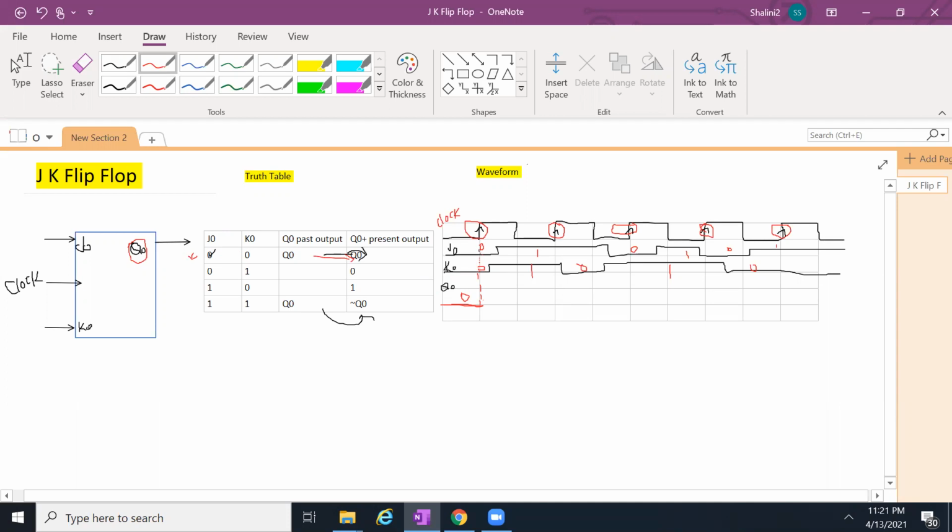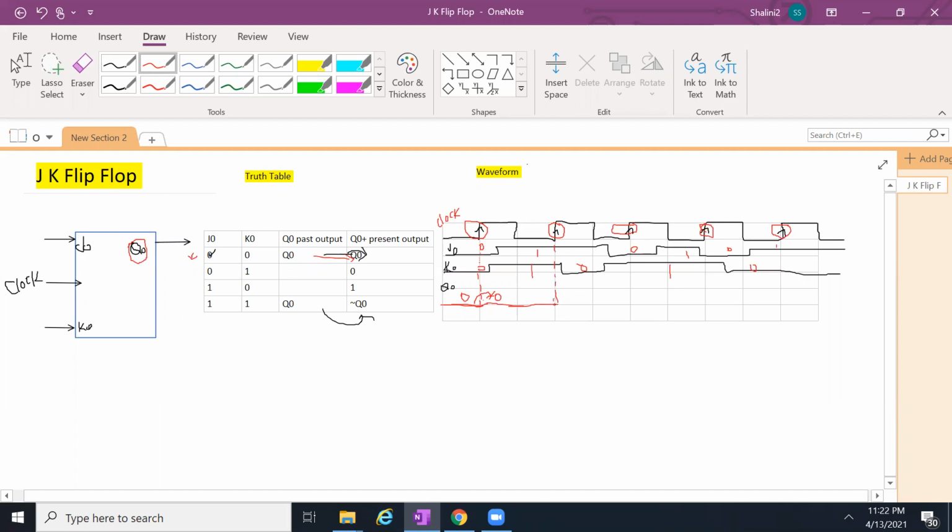Here in this case we have J0 and K0 as 0, so it will just hold the past value. The past value is 0, so in the next clock cycle it will hold the same value and continue till the next positive edge of the clock. At this point we have 0.